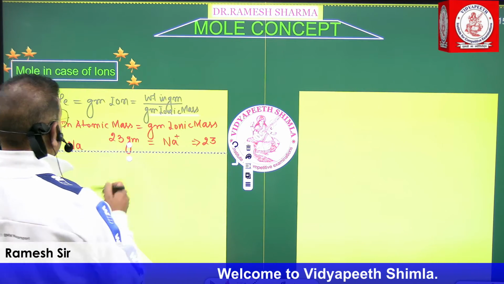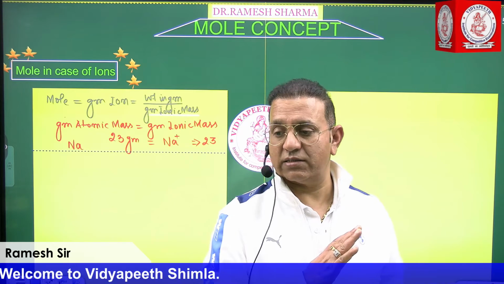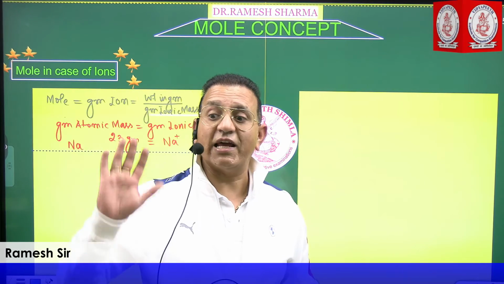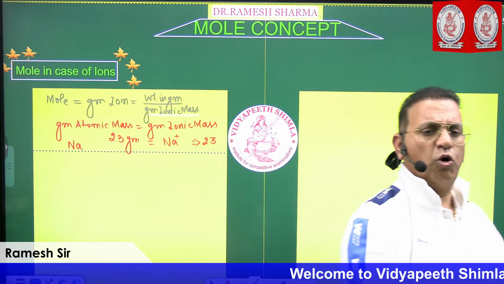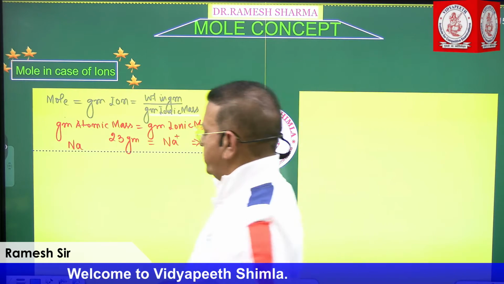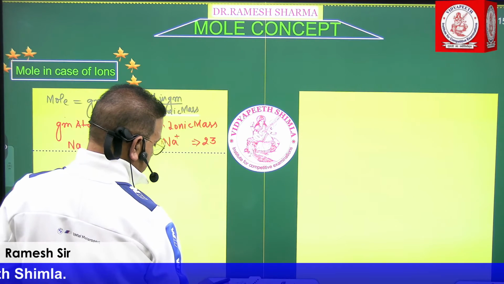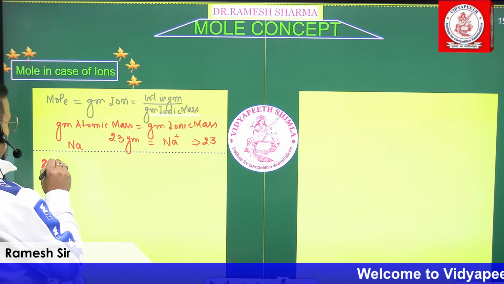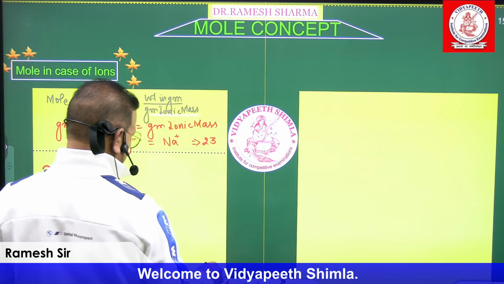Gram ionic mass is molar mass of those ions. Yes, gram ionic mass, because gram ionic mass will have how many ions? 1 mole. So we can call it gram ionic mass is molar mass. Gram atomic mass is molar mass. Am I right? So the question is 2.7 gram of aluminium ion. 2.7 gram of aluminium ion. Start doing.